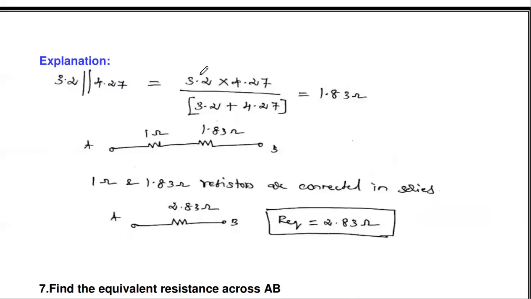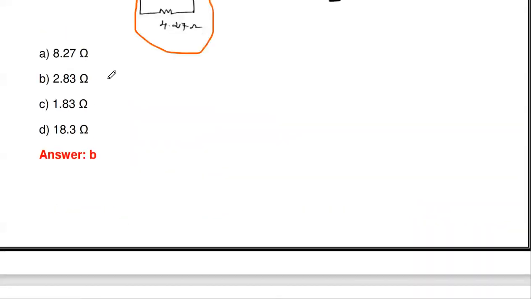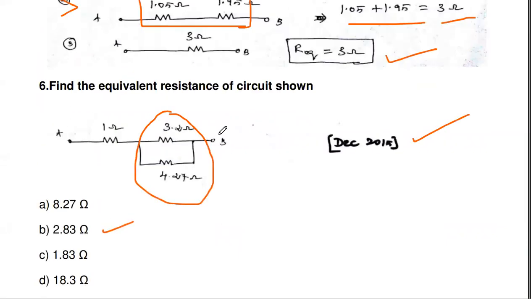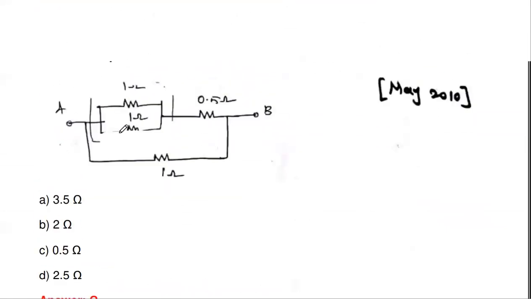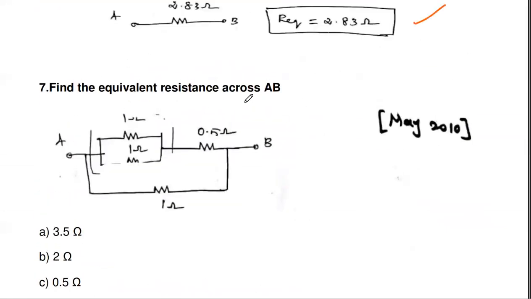So the answer is 3.2 multiplied with 4.27 divided by 3.2 plus 4.27. So the answer is 1.83. Okay, then this 1.83 is in series with 1. So the answer is 2.83 ohms. So 2.83 ohm is the answer for this problem. Then the next question, you see: find the equivalent resistance across AB.